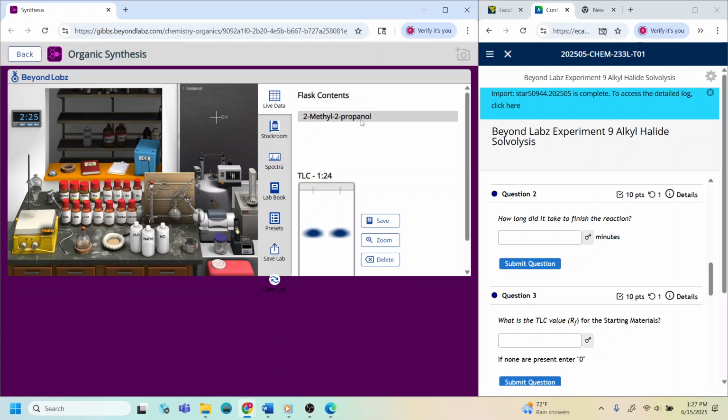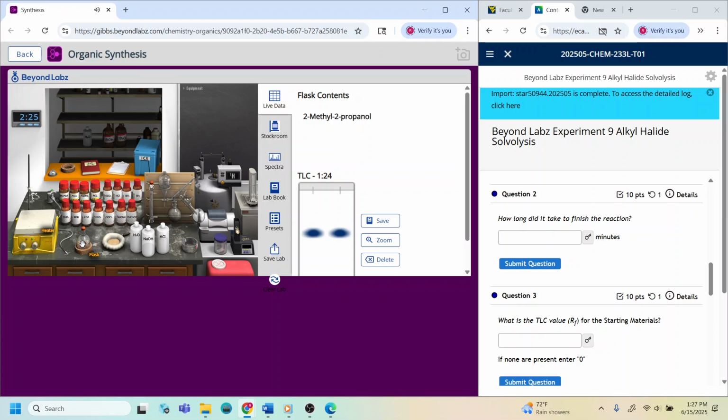Every time you synthesize a product, at the end of the reaction, after your extraction or after your purification step, look at the live data and look at the flask contents, and you should see just one product, the one that you are asked to synthesize. You should not see multiple. If you see multiple, then you did something wrong. Okay? I don't need this, so you can simply dispose it. Over here, we can clear it.